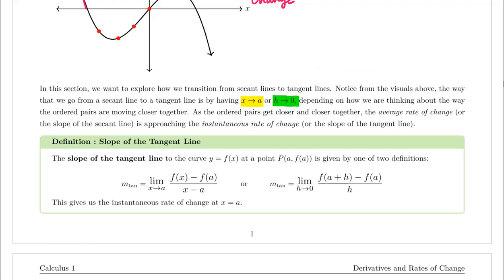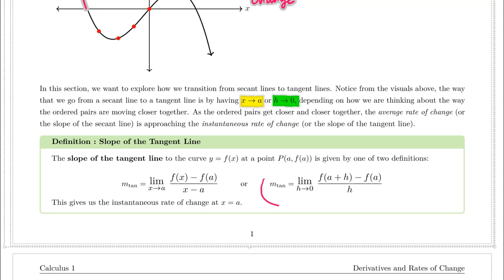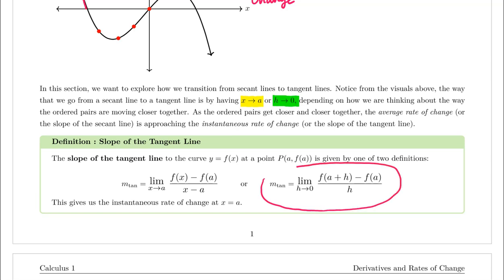So let's formalize this definition. The slope of the tangent line to the curve y equals f of x at a point P, which has the coordinates a, f of a, is given by one of the following two definitions. These are both the formulas that we saw above. I just want to emphasize, it's very common to see both of these formulas, but moving forward, if you're in my class or if you continue to watch my lecture videos, I'm going to focus on this second definition here. Typically, if you see me doing computations or calculations, I will be focusing on this second definition, but I'd like you to be familiar with both of these formulas.